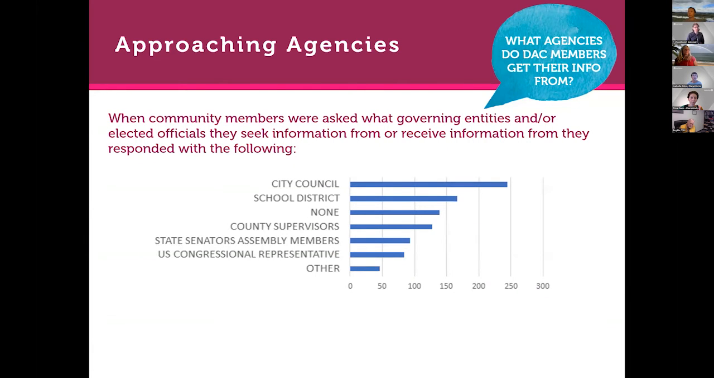That was a question in the needs assessment: how are community members accessing their government agencies and elected officials to get information? And the number one response to that was through their city council. City councils are probably more accessible. They're small. Community leaders are often your neighbor, so they're a little bit more accessible, at least people might think that.